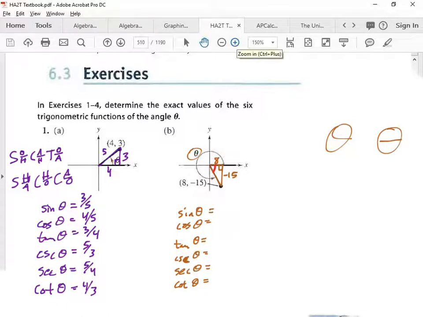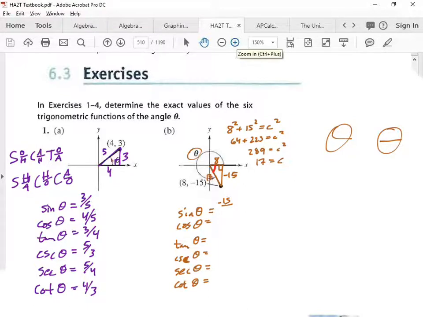Okay, so we have sine, which is opposite, which is negative 15. Oh, we didn't find our hypotenuse yet. Okay, so we have 8 squared plus negative 15 squared, which doesn't matter about the negative because when you square it, it goes away, equals c squared. So this is going to be 64 plus 225 equals c squared. If I add those together, I get 289. Is that a perfect square? All right, 17 it is. So this hypotenuse is 17.